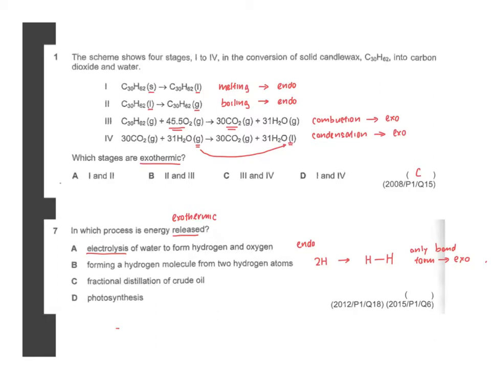For completeness, let's look at the 2 other options. Fractional distillation of crude oil involves boiling, converting your substances into gaseous form, so essentially it is endothermic. And photosynthesis, we have already learned that it requires sunlight, so it's also endothermic. So the correct answer is B.